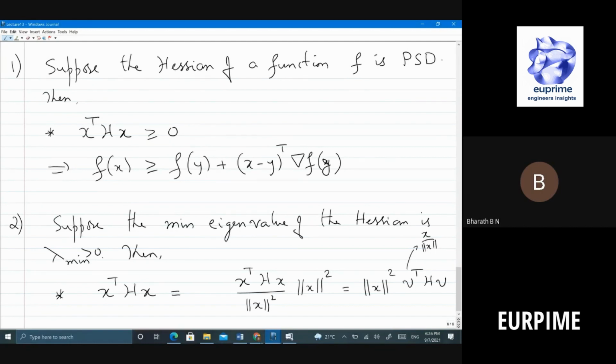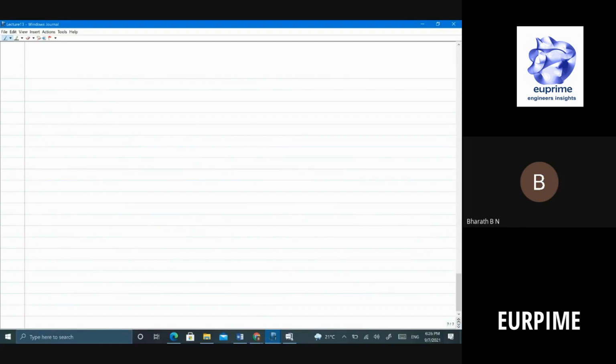Now what can you say about v transpose Hv? What is the least possible value that v transpose Hv can take? Why is that? Because I can choose v to be the eigenvector corresponding to the least eigenvalue, so you'll get lambda min. If you choose any other vector, it will have a component in the direction of other eigenvectors, which is larger than lambda min. You can verify that. So this is greater than or equal to lambda min.